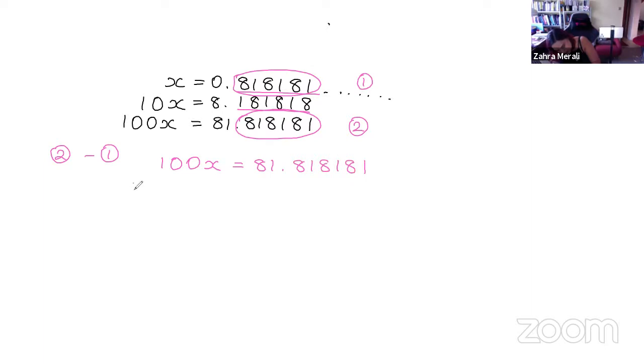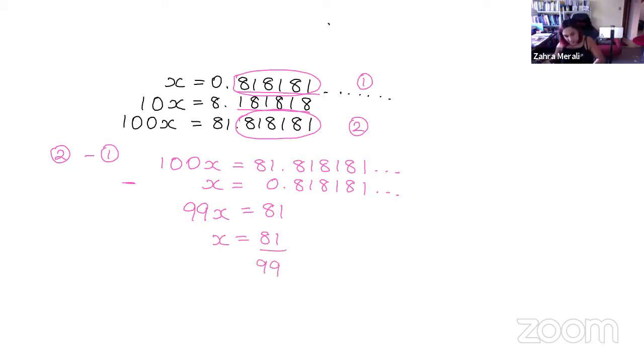equals 81.818181, and we're taking away x equals 0.818181. And what we'll end up with is 100x minus 1x to give us 99x. And then that's 81 because we're deleting all the rest of it. So x is 81 over 99. And we can simplify that, divide top and bottom by 9. We're going to end up with 9 over 11.